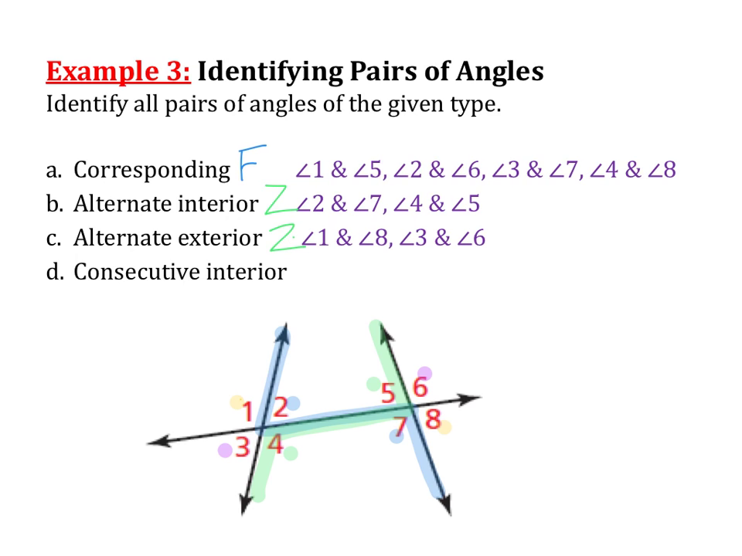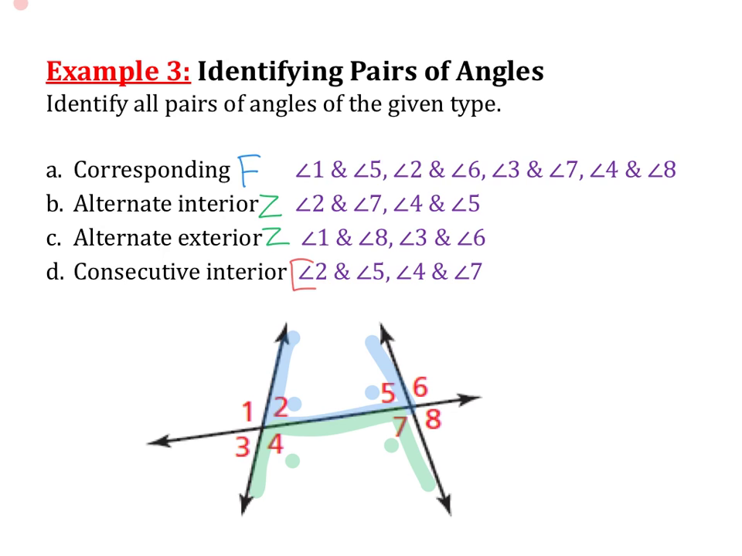And then the last set of angles are the consecutive interiors. Consecutive interiors form a C. We've got two places where I can do a C. I've got a C here, so 2 and 5, and I can do a C on the other side, 4 and 7. So there are our consecutive interiors. Consecutive is one after the other, so they're on the same side of the transversal, and interior is the inside of these lines.